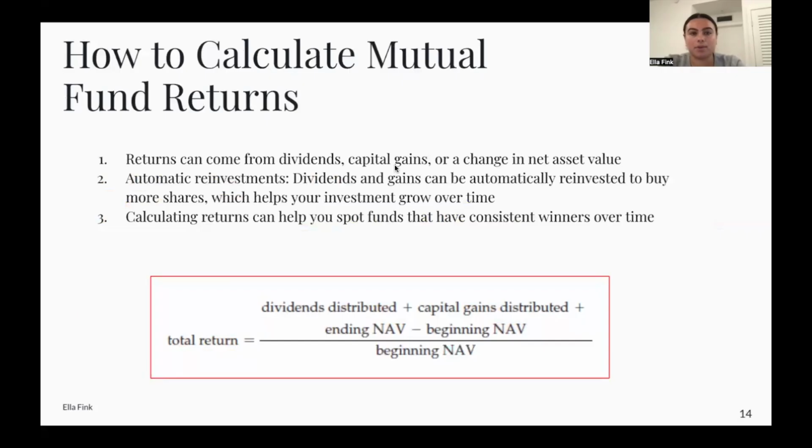Now, how to calculate mutual fund returns. Some quick notes on returns: they can come from dividends, capital gains, or change in net asset value. You can also automatically reinvest your dividends and capital gains in order to buy more shares and help grow your investment over time. And calculating returns helps you spot the funds that are consistent winners over time. Below is the formula that calculates total returns, which we're going to use in the following example problem.